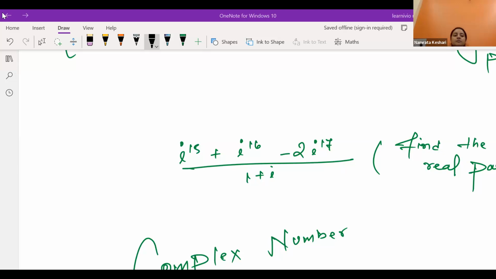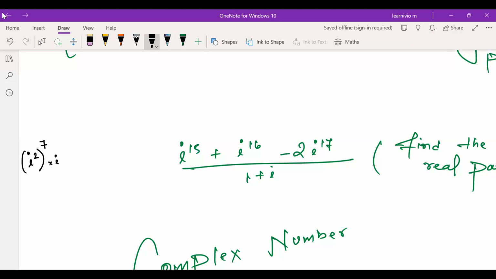Let's do it together. i to the power 15 can be written as (i square) to the power 7 into i. i to the power 16 can be written as (i square) to the power 8, minus 2 i to the power 17 can be written as (i square) to the power 8 into i. By 1 plus i is still there.